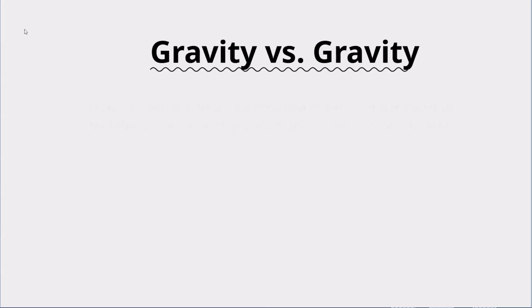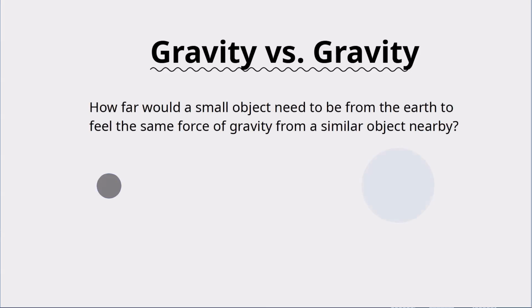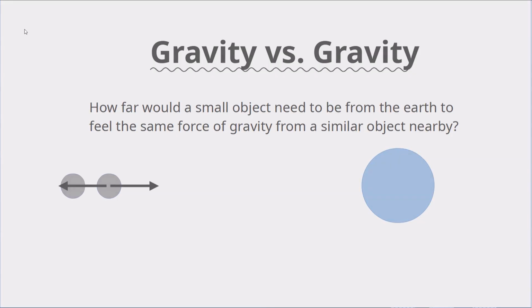How far away would a small object need to be from Earth to feel the same force of gravity from a similar object nearby? Today, we're going to learn how to use Isaac Newton's genius to solve this type of problem. Specifically, Newton's law of universal gravitation.